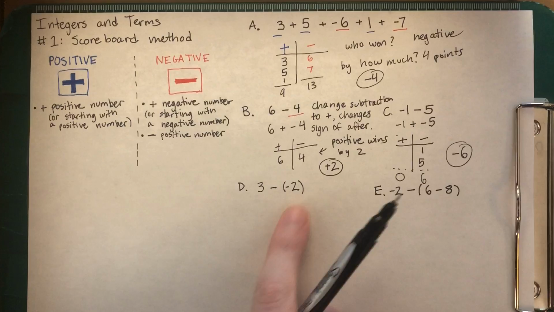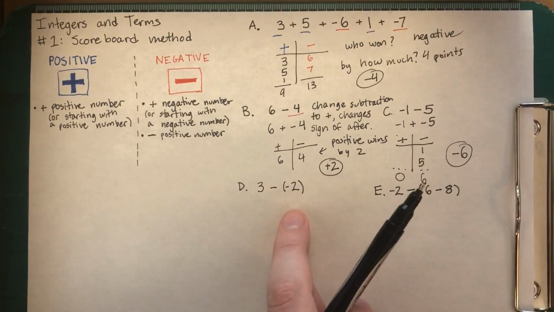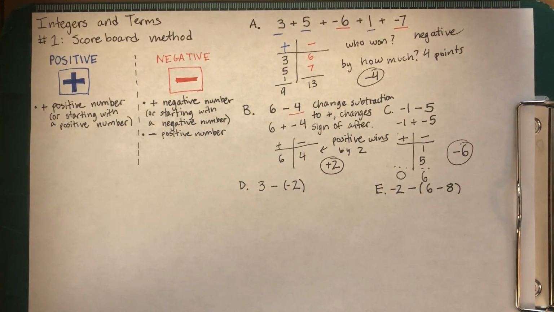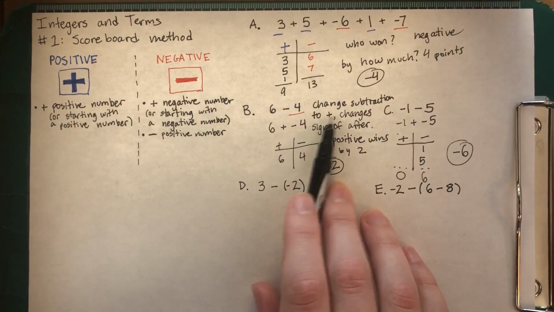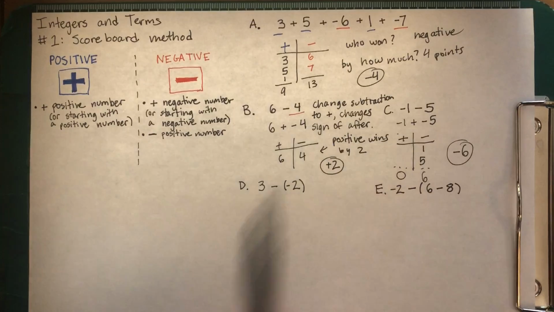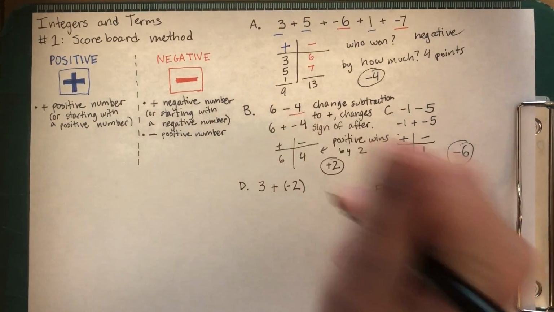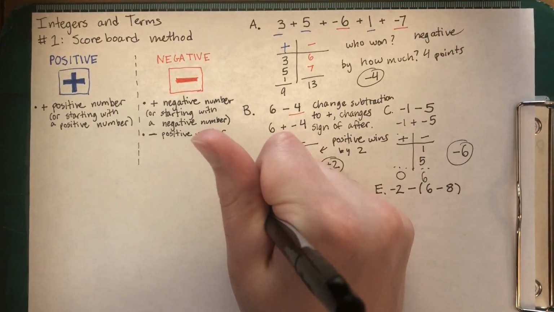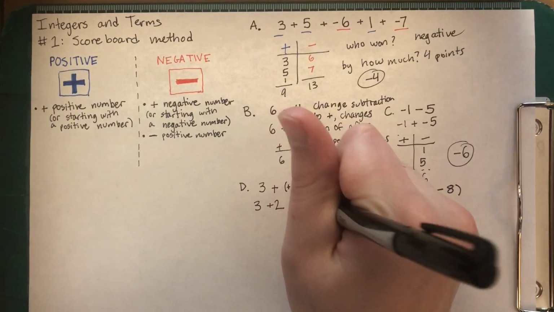Okay, now we have an example where we are subtracting a negative number. So if you want to, we can apply this rule, change subtraction to addition, and that changes the sign of what comes after. So this subtraction we can change to addition, and that means that this becomes a +2. So this just becomes 3 + 2, which of course equals 5.